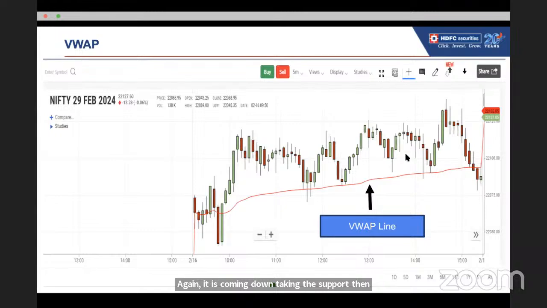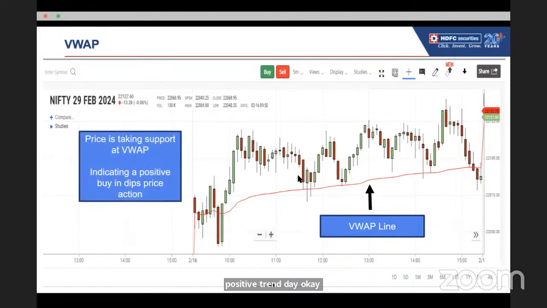So that's how the price will take support on the VWAP if it is a positive trend day. Okay. Now, how do we trade based on this? You must have heard the concept "buy on dips, sell on rise", right? So this is nothing but a buy on dips market.